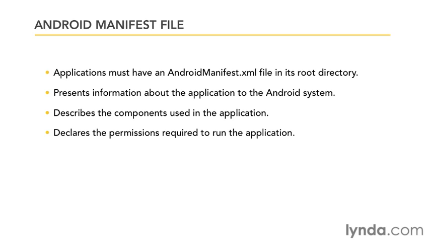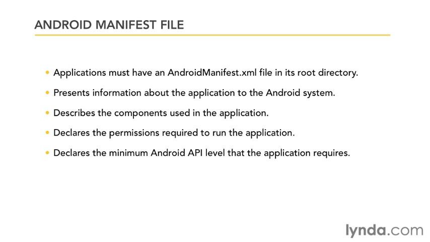If you've ever installed an application from the Android market, you'll know that before you download and install it, it presents a screen telling you which permissions this application requires, whether it needs internet access, whether it needs to access certain features on the hardware. The other thing it does is declare the minimum Android API level that the application requires. So let's say in our application, we're using some new Gingerbread feature. If we set the minimum API level to 10, which is Gingerbread, only people with Gingerbread-enabled phones are going to be able to see your application in the Android market.